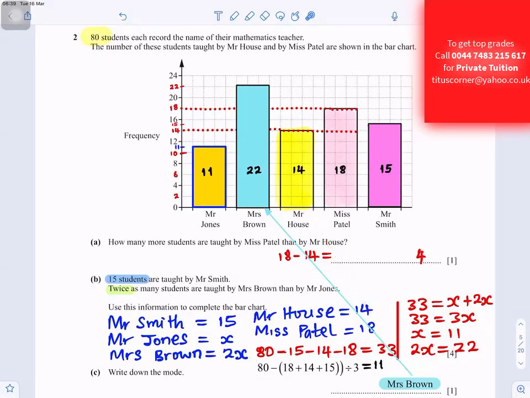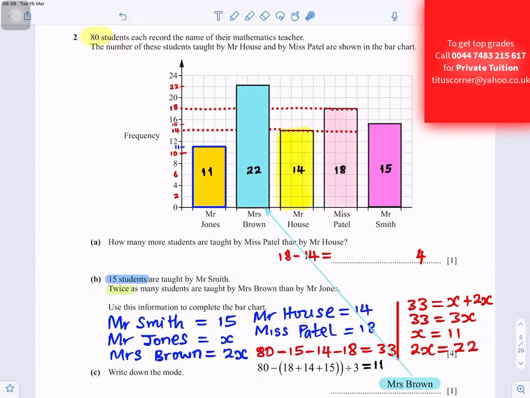We go from the diagram, and Miss Patel is 18. So we add those three together, 15 plus 14 plus 18. Or we just subtract that from 80. 80 minus 15 minus 14 minus 18, we have 33. Now we need to share that 33 between Mr. Jones and Mrs. Brown. So 2x plus x gives you 3x. And 33 divided by 3 gives you 11.